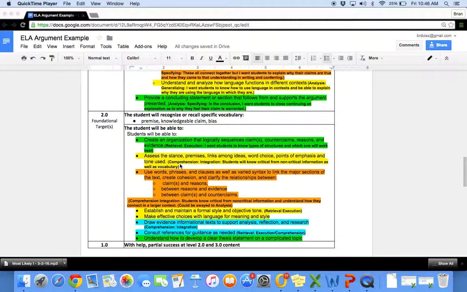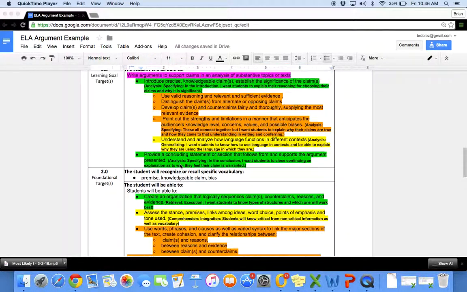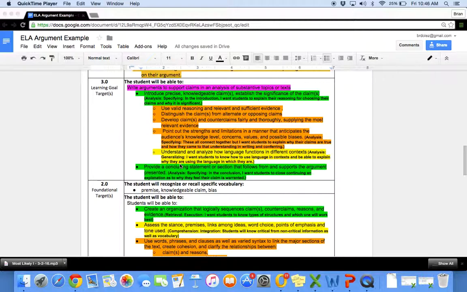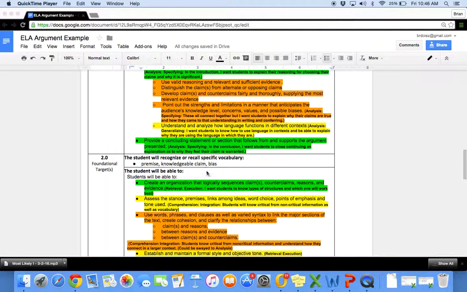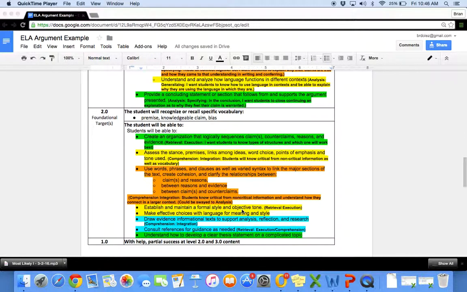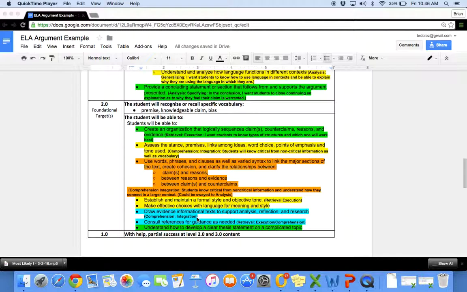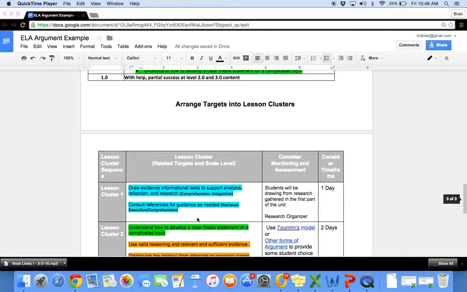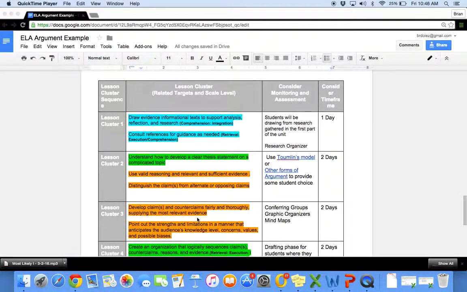However, with the argument one, I realized I wasn't as linear, and that when you start organizing your unit of study around writing, it isn't as neat. So you see that reflected in my color coding when I started grouping related targets. The second stage that I did was group these targets based on what I thought I would probably use and teach together, which then got me into my lesson cluster sequence.